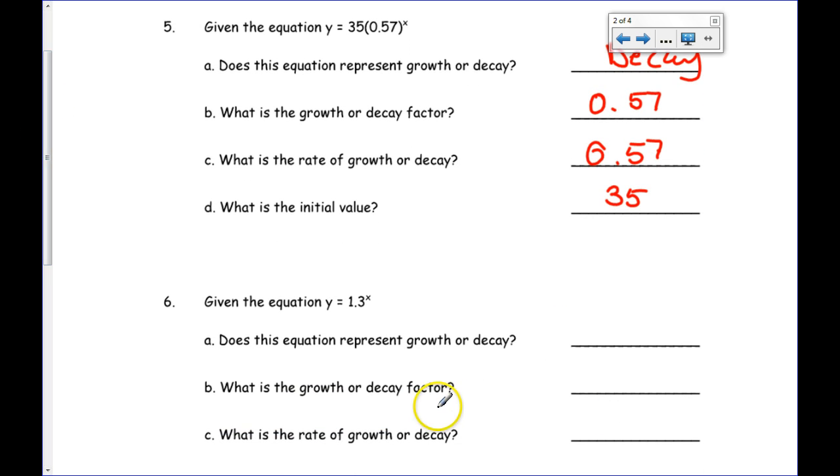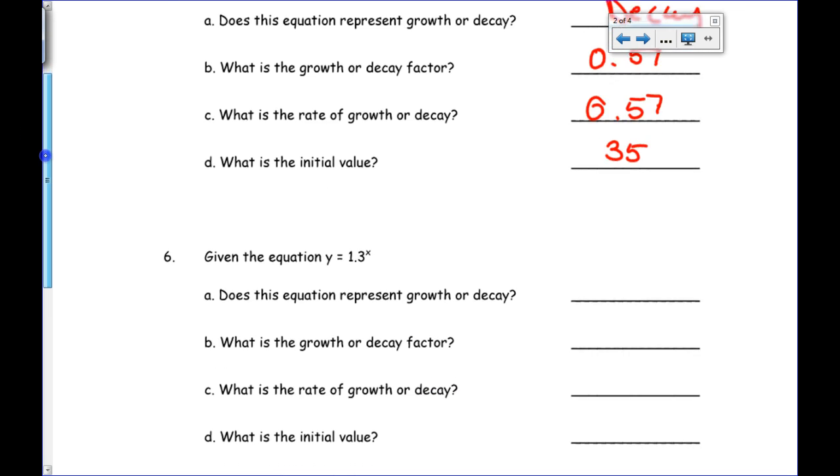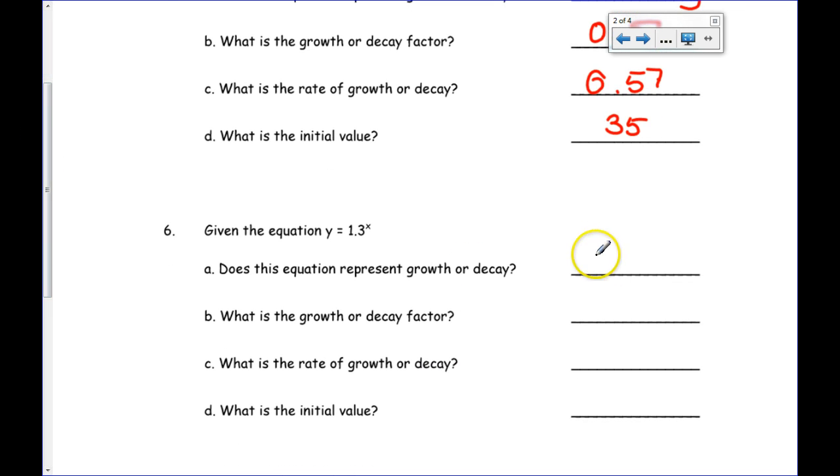So on this next one, it's a little different. What is this, a growth or a decay? Growth. And the factor is 1.3. But what is its initial value? It's 1 because there's not really anything in front of it. But if I took 1 times this, that's still 1.3, correct? So my A value in this is a 1. Okay, so take a minute, finish out the rest of these notes, and we'll check them in a second.